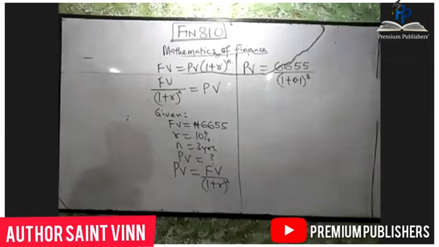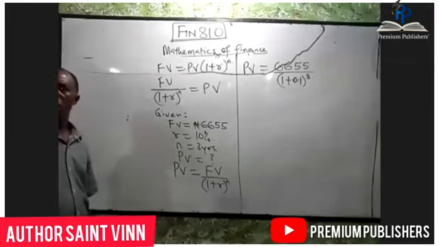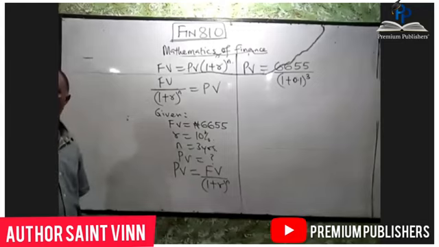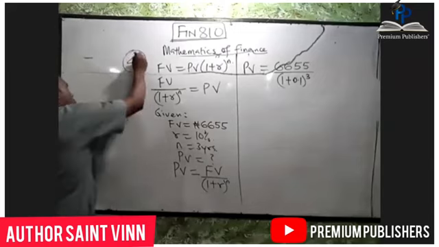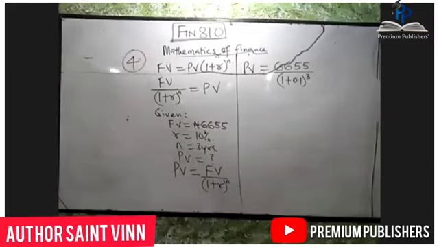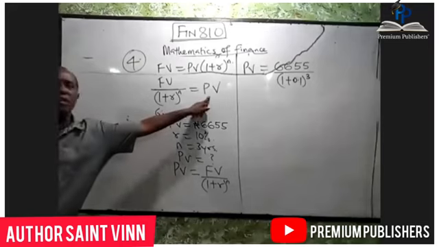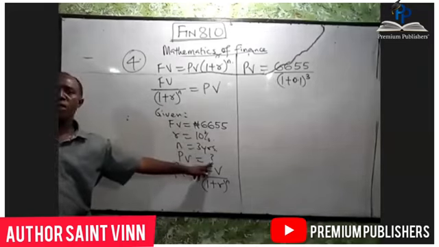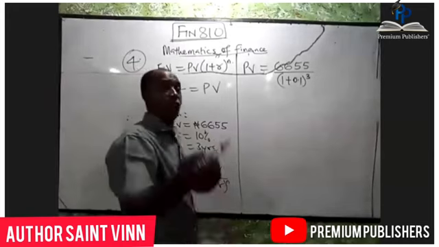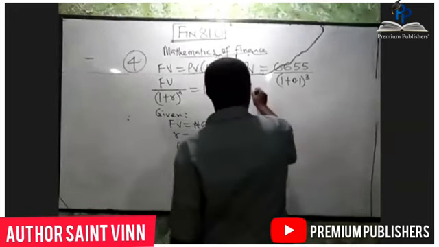Number 4. Future value was the 1. Rate was number 2. To find n was number 3. And this one should be number 4. In this number 4, we are looking for the present value. You can see the question mark. We are looking for the present value, which is the fourth component of this formula.